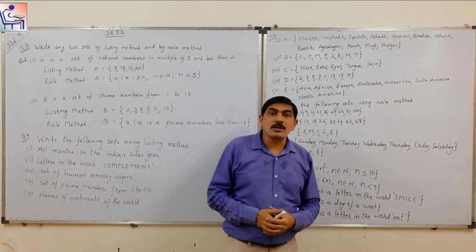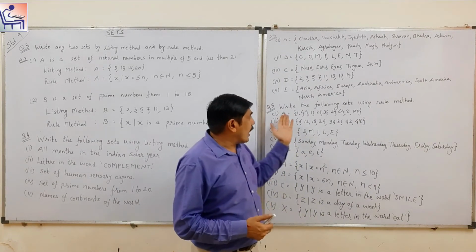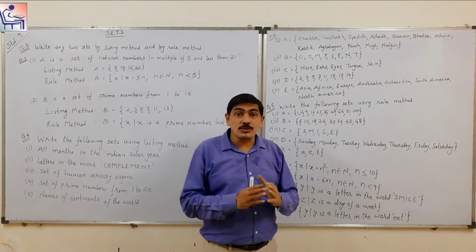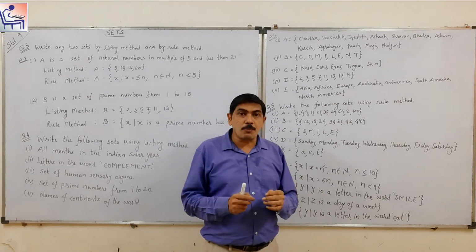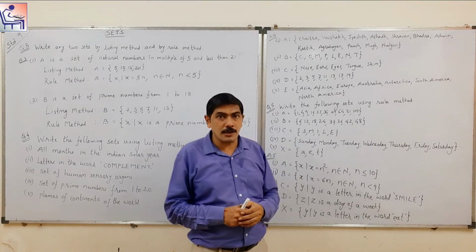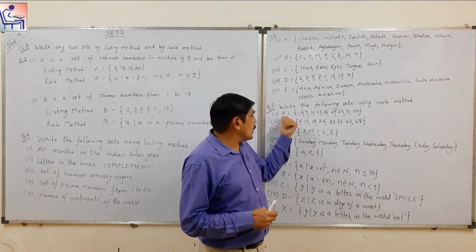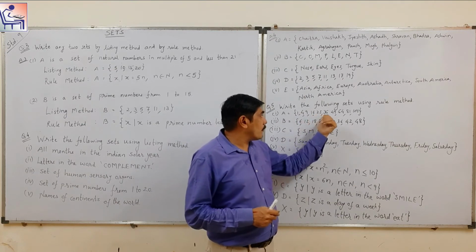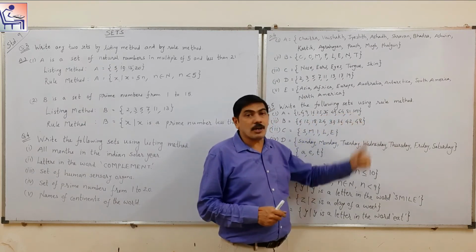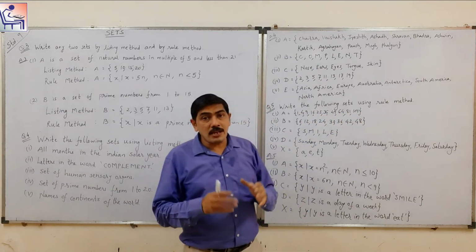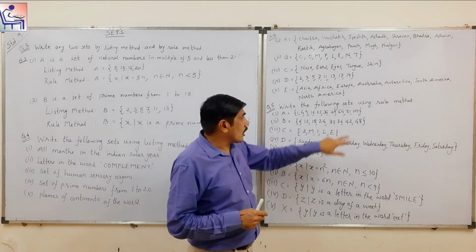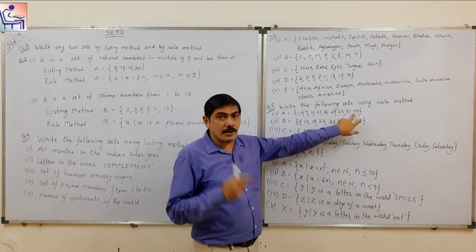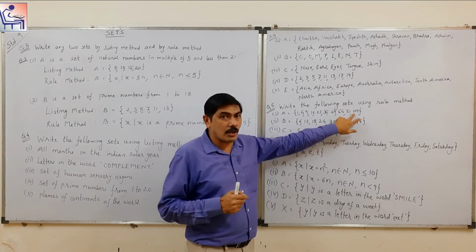Now question number 5. Write the following sets using rule method. हमें यहाँ पे special property के हिसाब से लिखना है. Here A is equal to 1, 4, 9, 16, 25, 36, 49, 64, 81 and 100. So we can understand these are all squares, but it has a limitation. These are all squares up to 100. इसका मतलब 10 का square 100.